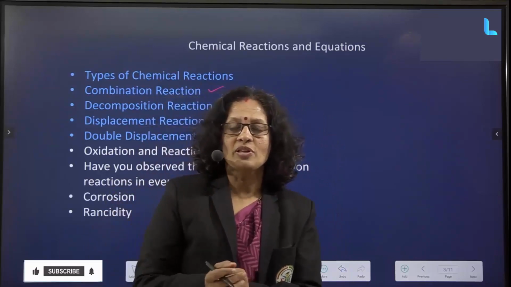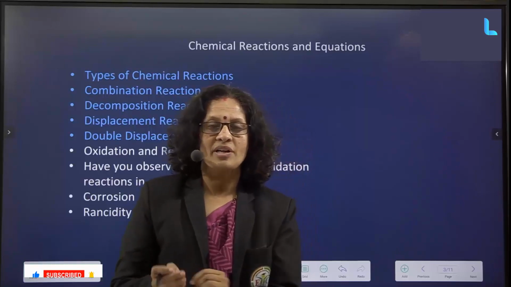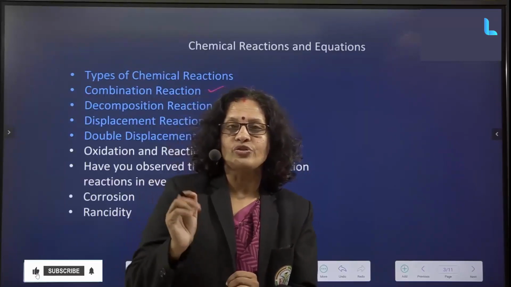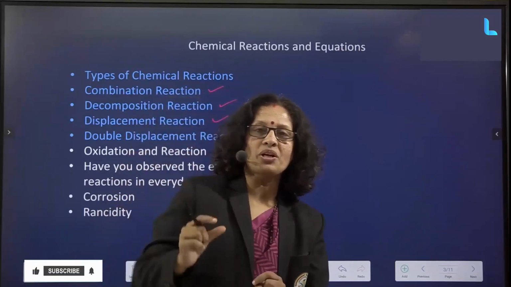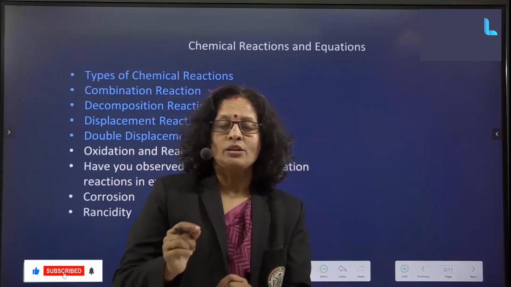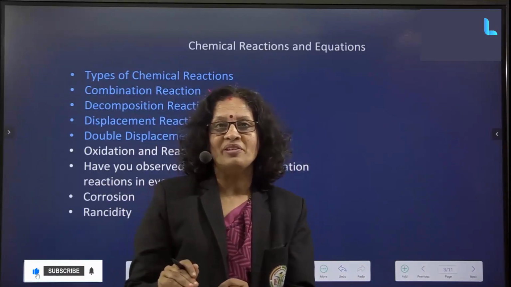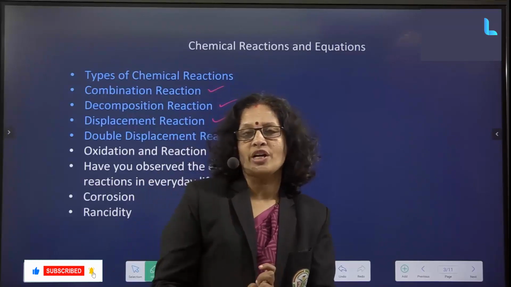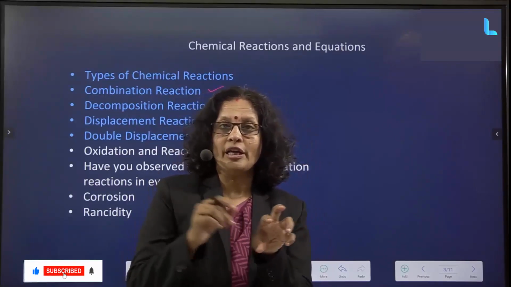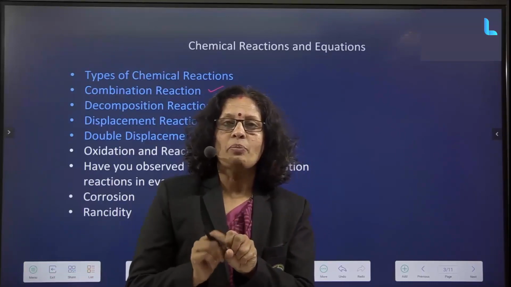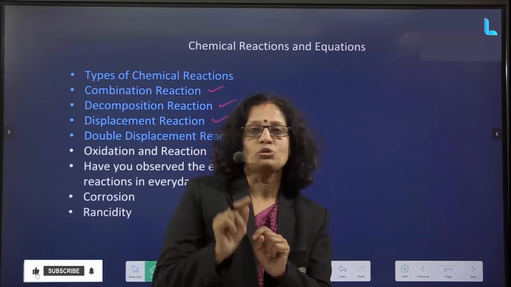So you are observing that the reactivity series starts from potassium, which is the most reactive element, and ends at platinum, which is the least reactive. According to the reactivity series, the more reactive element will always displace the less reactive element, and like that the displacement reaction will take place. So from a compound, the more reactive element will take away the less reactive elemental part and form a product. That is called a displacement reaction.